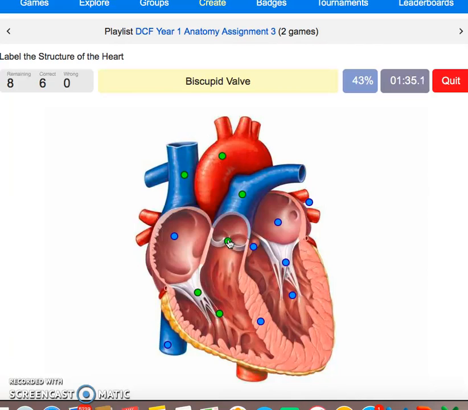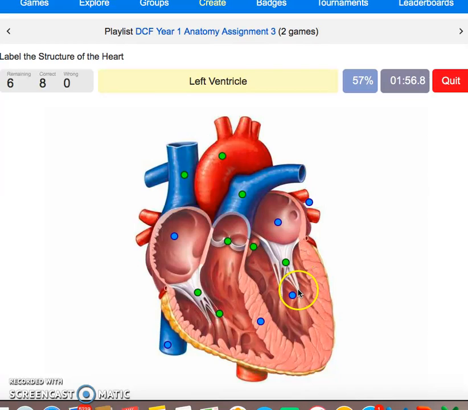The bicuspid valve. This stops backflow of the blood from the left ventricle to the right atrium. The aortic valve. This stops backflow from the aorta into the left ventricle.